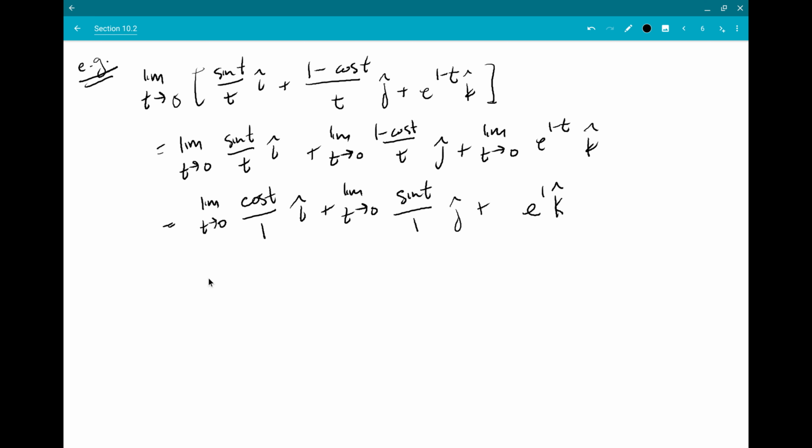But now we can go ahead and take these limits as they're written and end up with actual numbers for answers. So as t goes to 0, cosine 0 is just 1. So we've got 1 i hat. As t goes to 0, sine is 0. So plus 0 j hat plus e to the 1 k hat. So we could go ahead and write that back in this bracket form just to get good practice with it: 1, 0, e to the 1. That would be the answer for this problem.